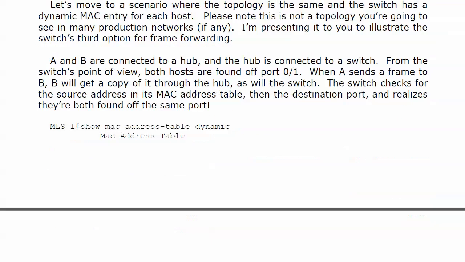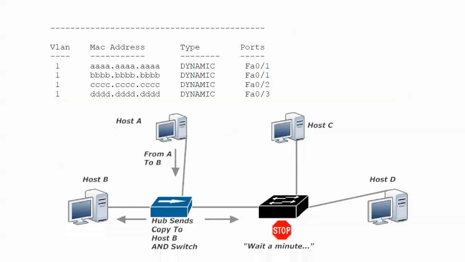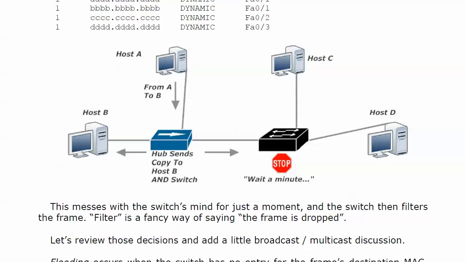Well, what's going on here is that the switch's MAC address table shows that host A and host B are both found off 0/1. It messes with the switch's mind for just a moment. And then the switch will simply filter the frame. And filter is a fancy networking way of saying we're dropping the frame. That's it. It's just that simple. That's really the only time you actually see frames being filtered in a situation like this.